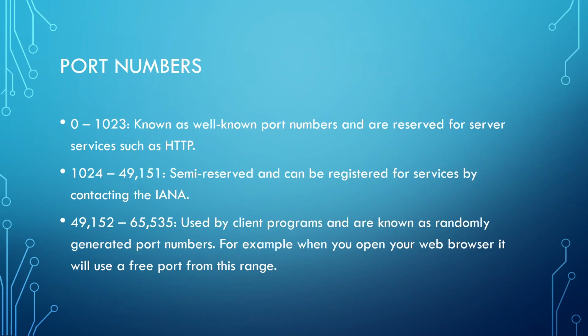So we have 0 through 1023. The first 1024 port numbers are called well-known port numbers, and they are reserved for server services such as HTTP or HTTPS, FTP, etc. The reason why they're reserved is because these are going to be services which, as clients, we are going to be accessing on a regular basis. Because they're going to be accessed on a regular basis, they need to have a well-known port number, or a port number which stays the same.